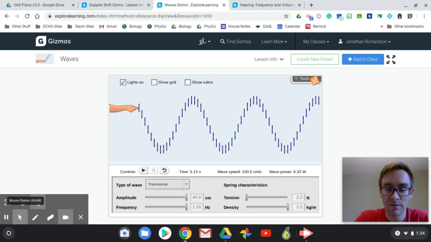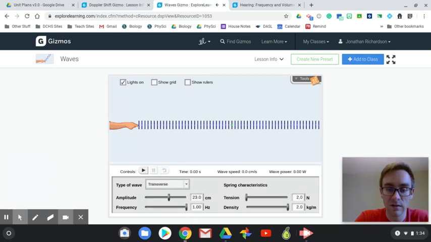So let's just, for the sake of doing this, make a little bit smaller amplitude, just to show what it looks like to have a smaller amplitude wave.